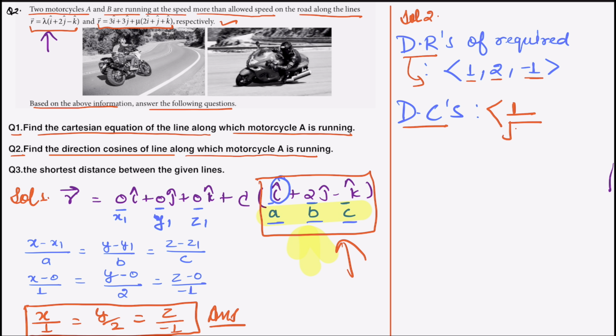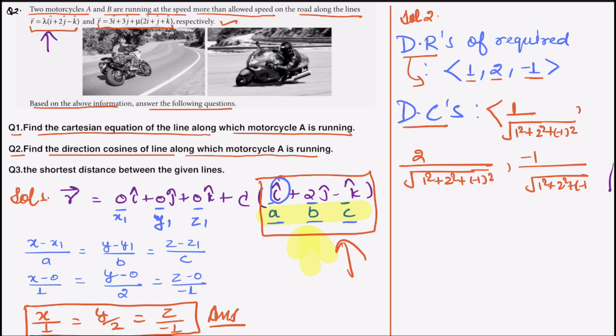So the magnitude of this vector is √(1² + 2² + (−1)²). The components are 1 upon √(1² + 2² + (−1)²), 2 upon √(1² + 2² + (−1)²), −1 upon √(1² + 2² + (−1)²). Okay, simplifying, we can find the DCs, that is, the first direction cosine is 1 upon √(1 + 4 + 1), that is √6, 2 upon √6, −1 upon √6. This is the answer. Clear?